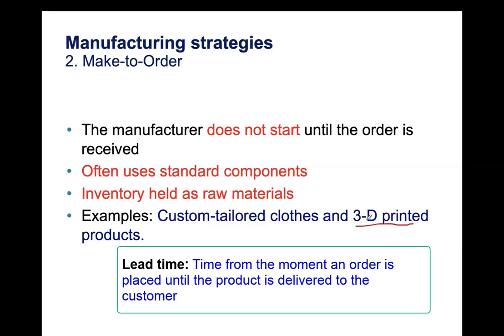So, depending upon the required characteristics of the item, the product will be made accordingly. Similarly, with customer-tailored clothes, there can be different designs and different types of fabrics. So a manufacturer will not start producing it unless an order is received from the customer.